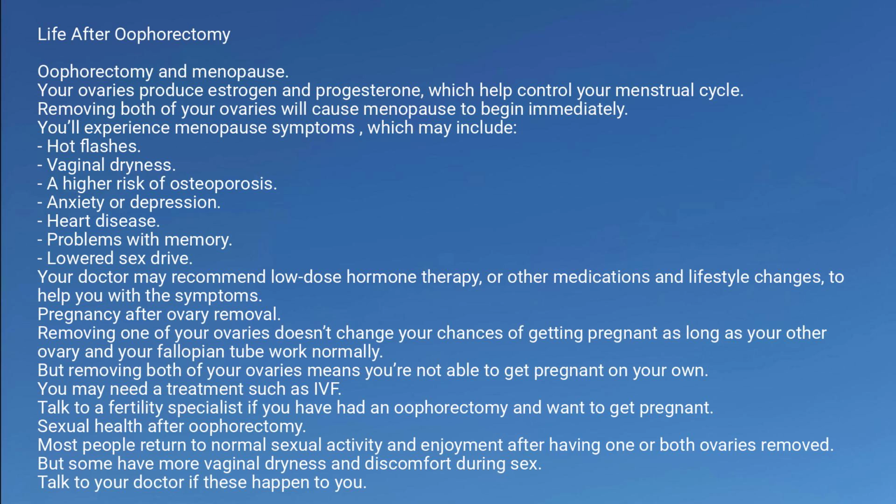Pregnancy after ovary removal. Removing one of your ovaries doesn't change your chances of getting pregnant as long as your other ovary and your fallopian tube work normally. But removing both of your ovaries means you're not able to get pregnant on your own. You may need a treatment such as IVF. Talk to a fertility specialist if you have had an oophorectomy and want to get pregnant.